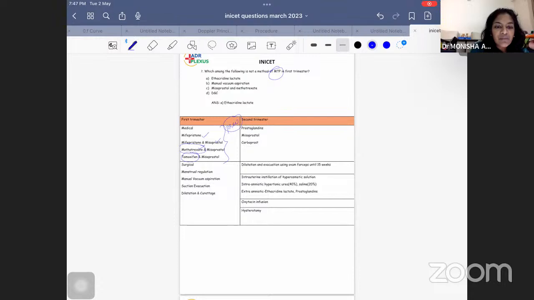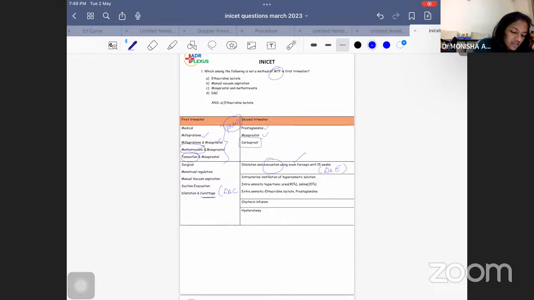What are the surgical methods? Menstrual regulation, manual vacuum aspiration, suction evacuation, and dilatation and curettage. Dilatation and evacuation. D and C is done in the first trimester. D and E is done in your second trimester, with the ovum forceps, done until 15 weeks. Do not forget this. And what are the drugs used in the second trimester?